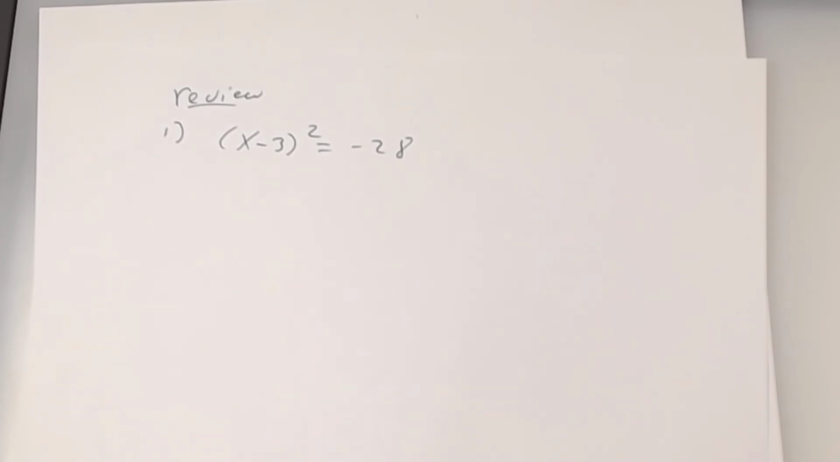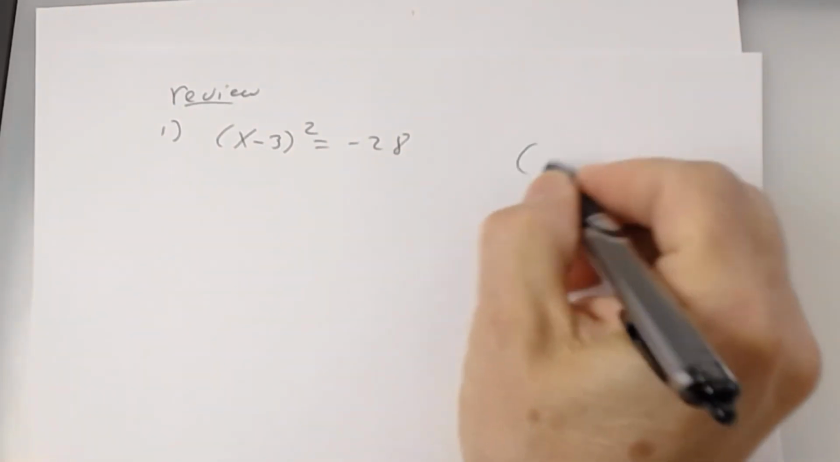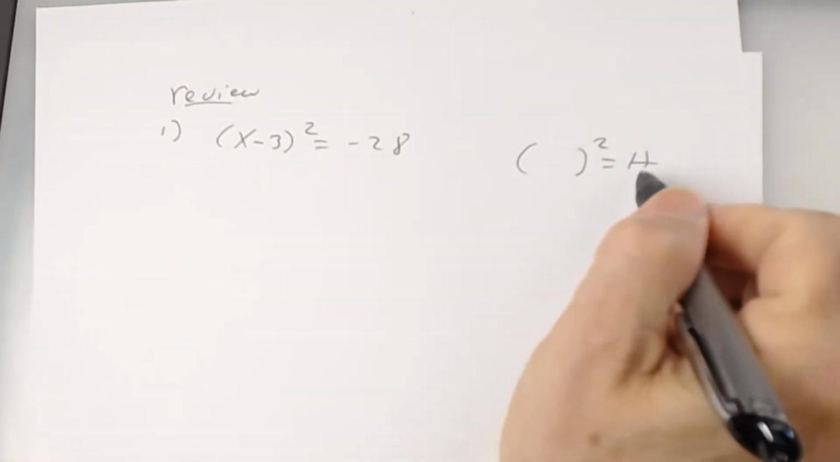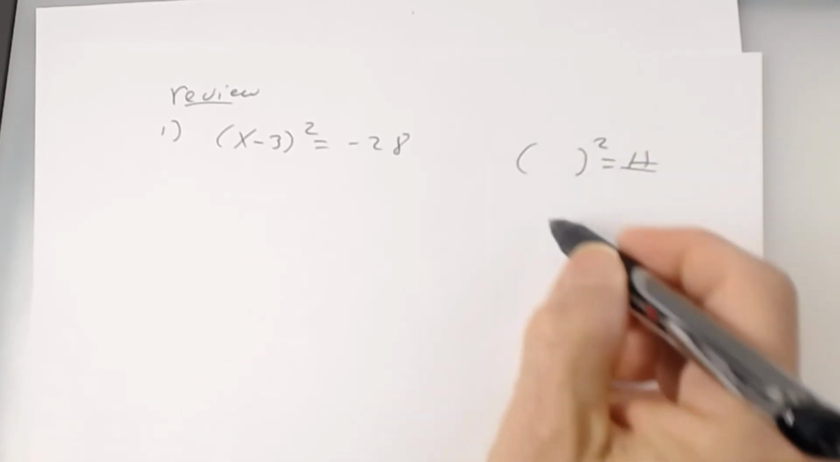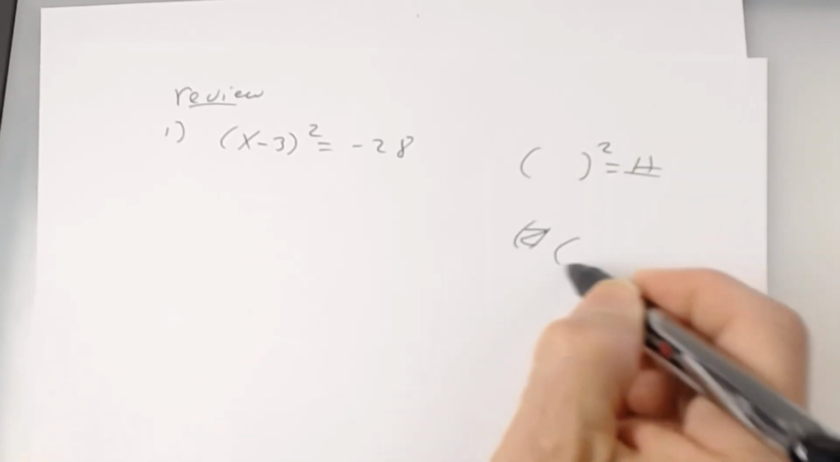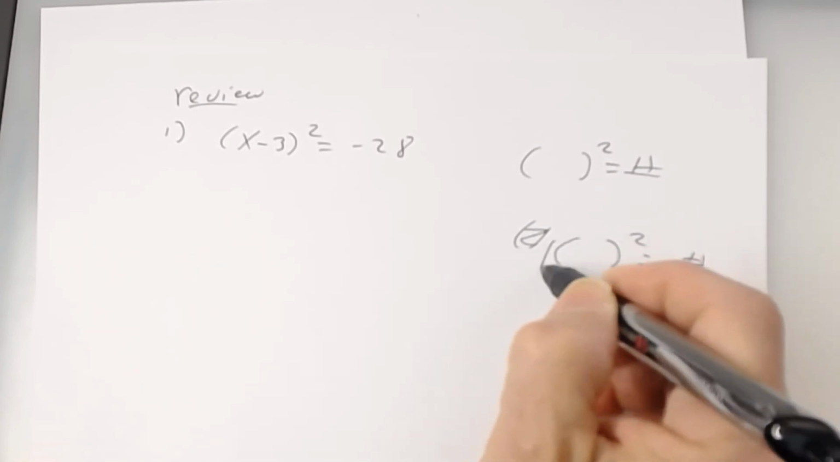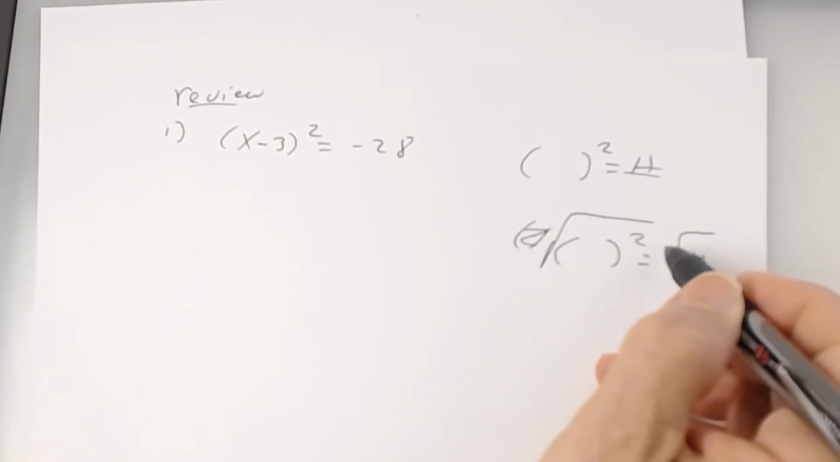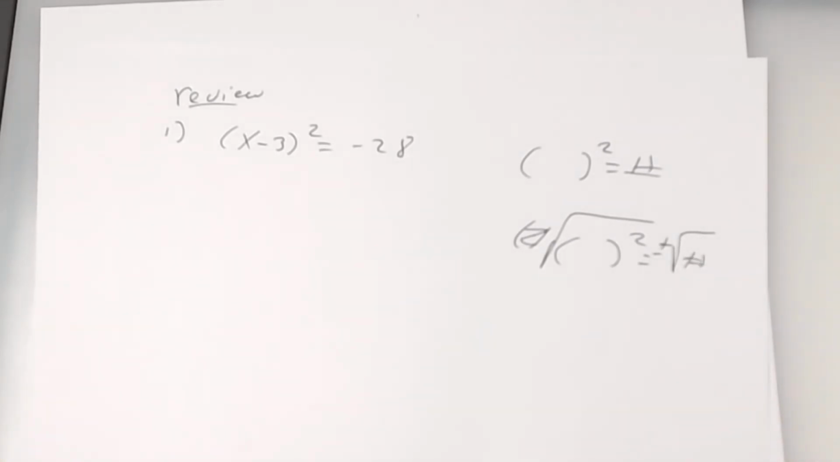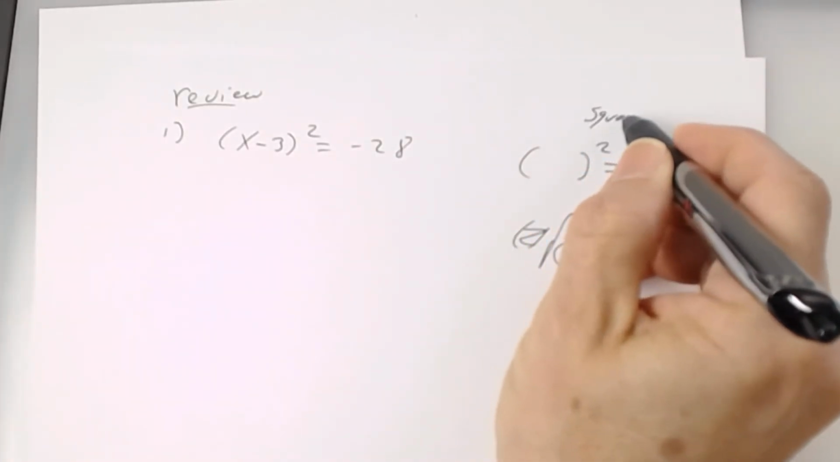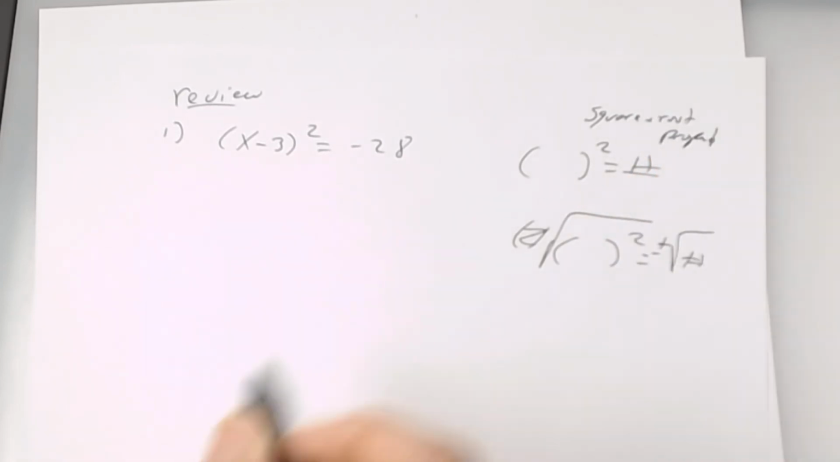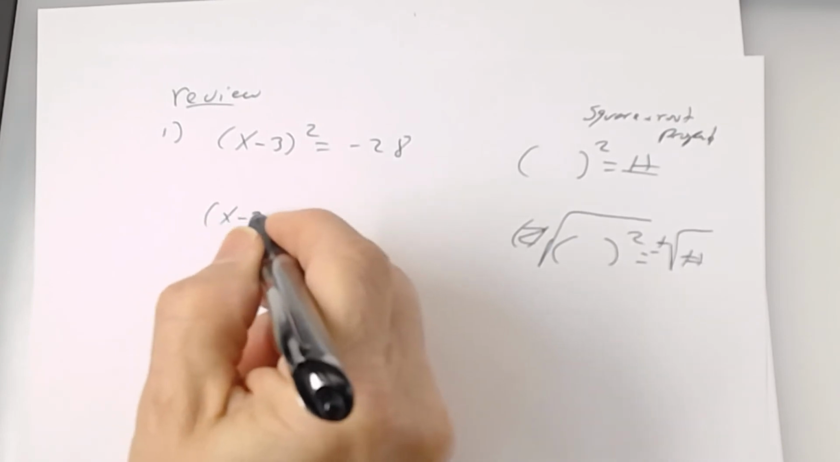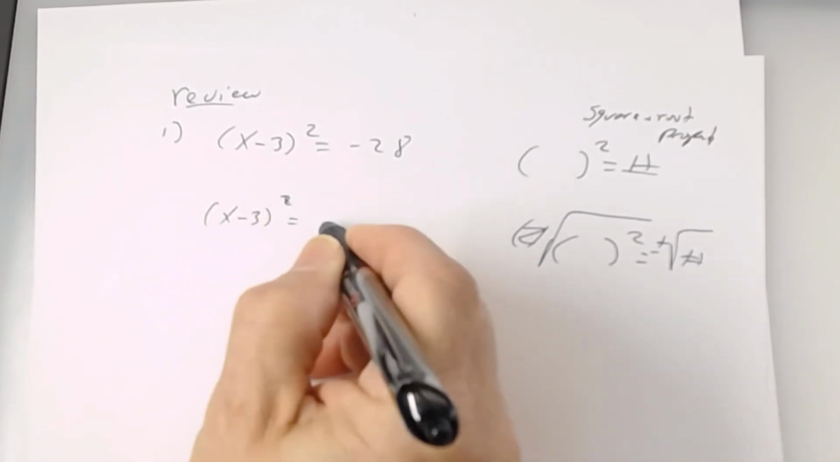Whenever you have something squared equal a number, to get this expression by itself, that's where you take the square root of both sides. Remember that? But remember, when you do the square root of both sides, what else do you have to put? Plus or minus. All right, so square root property. That's the most efficient way of doing this problem.